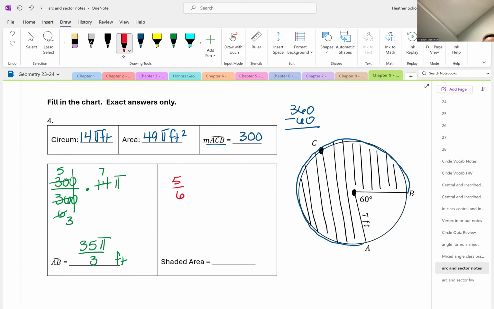Okay, on the area of the sector, even though this doesn't look like a traditional slice of pizza, it's not the full circle, but it's a portion of the circle, so a portion of the area. Our fraction of the area is we want 5/6 of the area, and the area is 49 pi. 5 and 6 aren't reduced. We have to check the diagonal. 6 and 49 will not reduce, so I'm going to multiply straight across the top and get 5 times 49, which is 245. So I have 245 pi over 6. And because it's area, it's going to be feet squared.